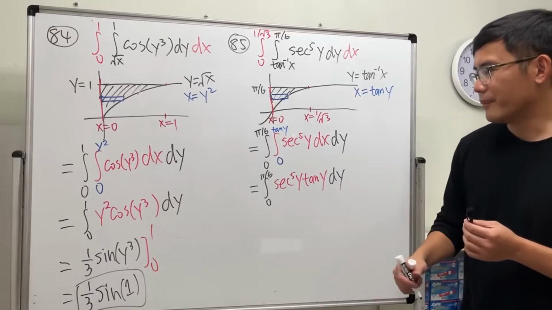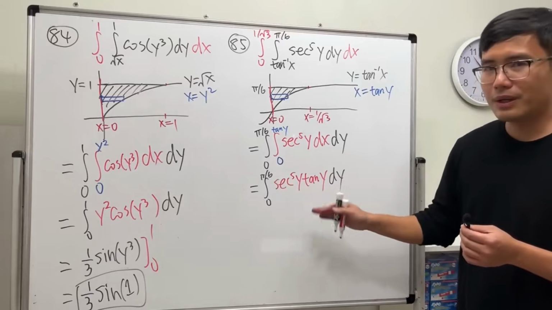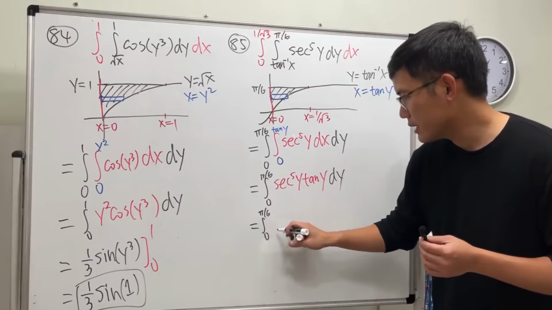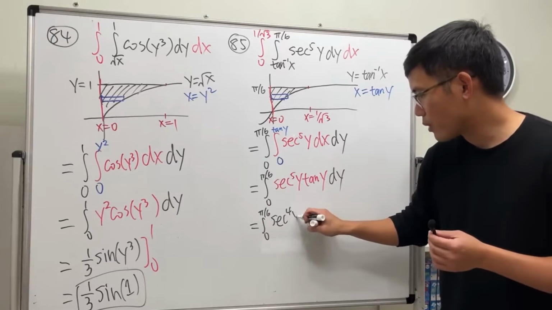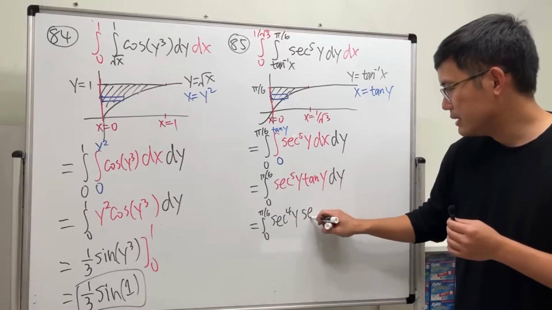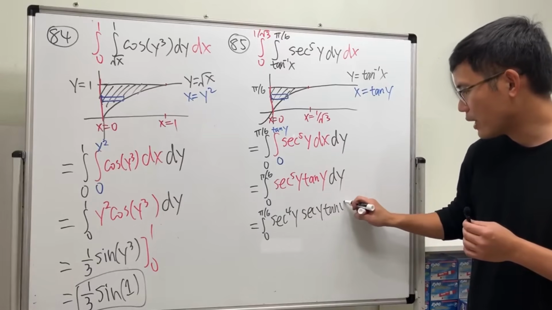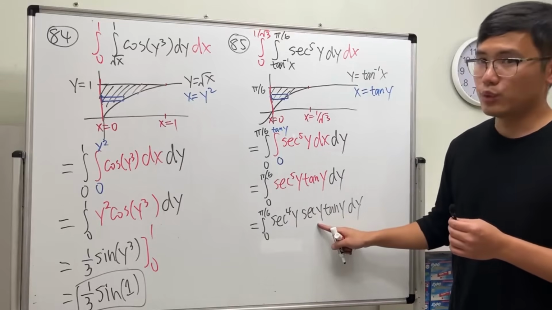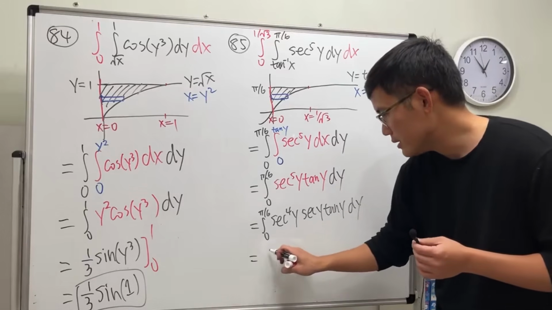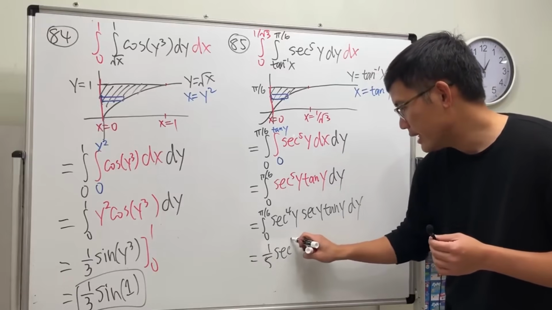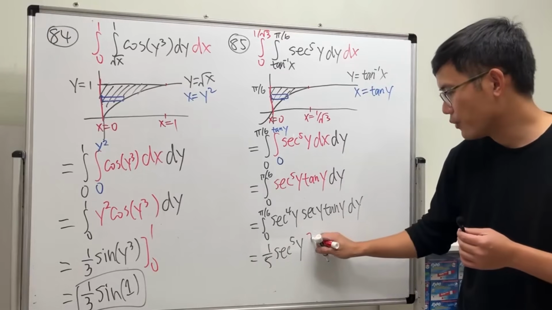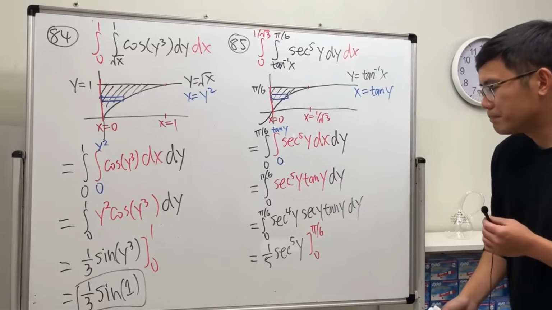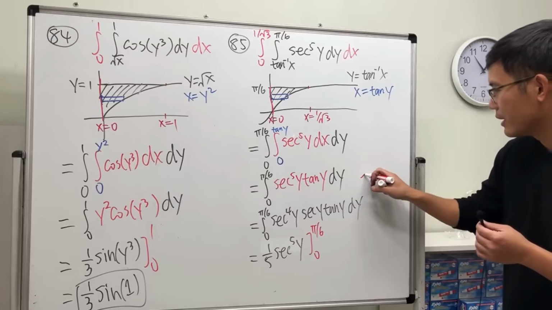How do we deal with this though? Let me tell you, pull out a secant. So here, integral going from 0 to pi over 6, secant to the 4th power y, and then let's have secant y tangent y dy. Put u to be secant y, derivative here is that. So we can see this is 1/5 secant 5th power y, and we go from 0 to pi over 6. What's secant of pi over 6 though? Okay.